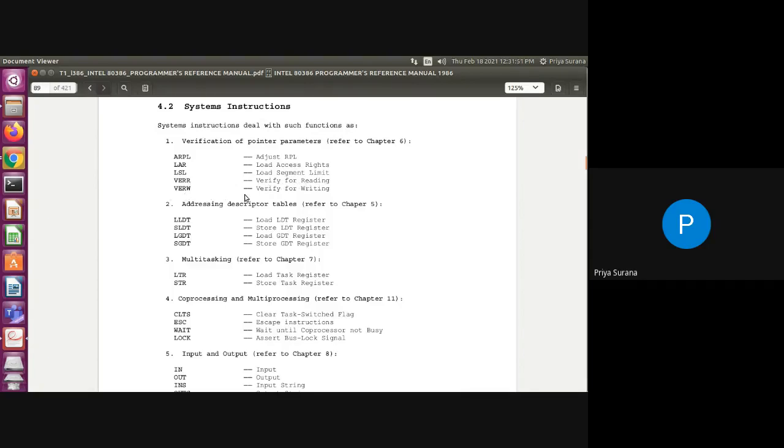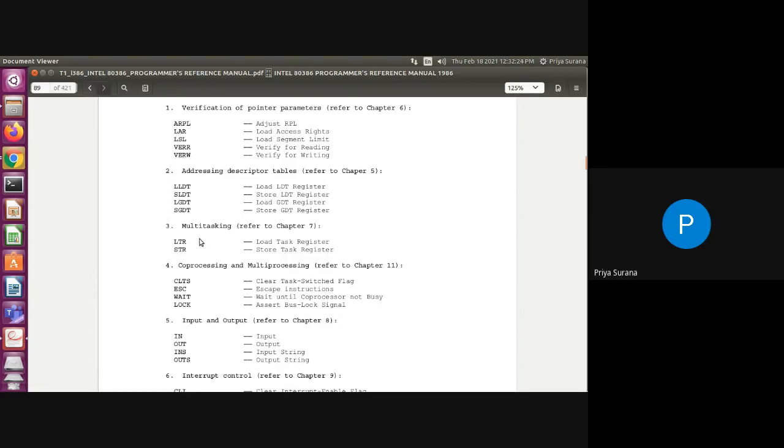A few descriptor registers we discussed. If we want to load or store those contents, these are the instructions: LLDT, load LDT register, SLDT, store LDT register, LGDT, load GDT register, SGDT, store GDT register. Simple load and store. For task register, LTR and STR: load task register, store task register.